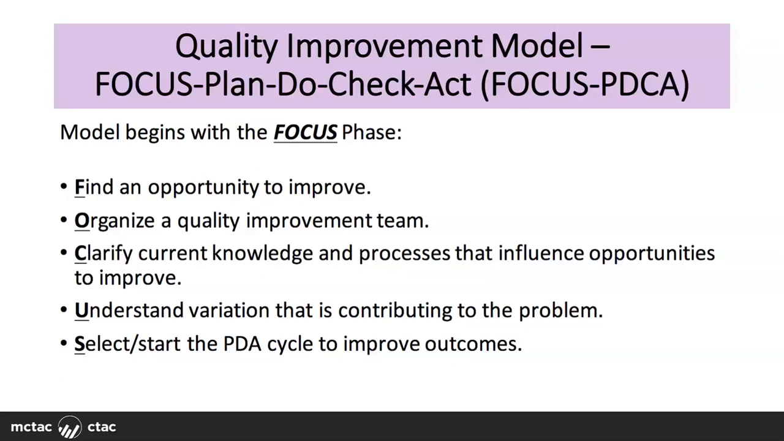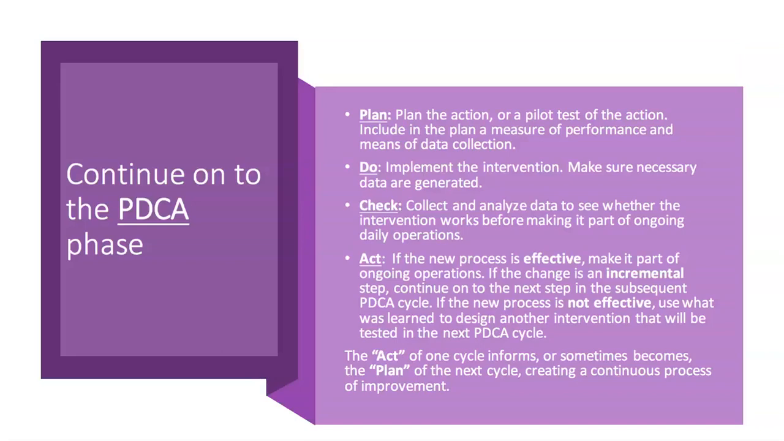So what we want to do is, where are the opportunities? Let's put the team together. Let's understand what the problem is. Let's understand some of the variations and some of the variables that impact upon this. Then let's start the next phase of the process. You can't really ignore this first stage if you want a good quality program. So then the next step would be to continue on to the PDCA: plan, do, check, and act.